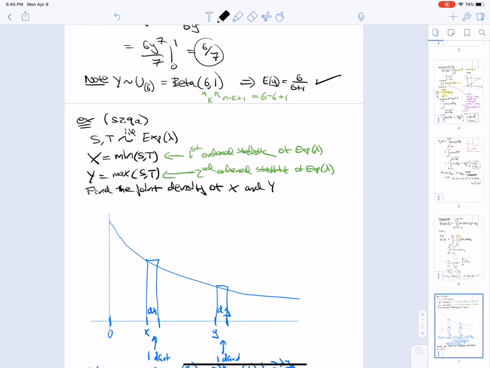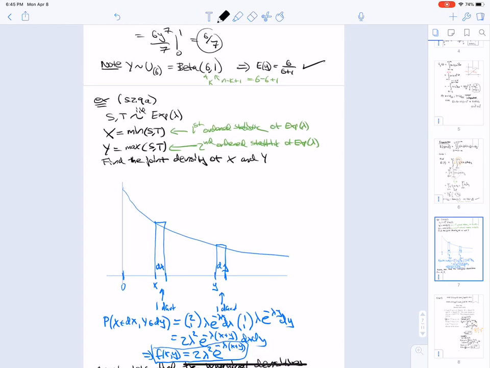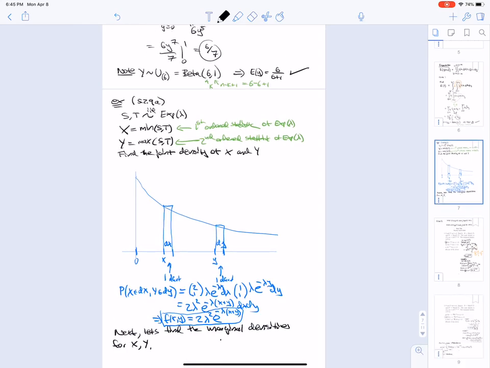Then I asked you to practice this problem. S and T are IID exponential lambda. X is the min and Y is the max. And I asked you to find the joint density of X and Y.